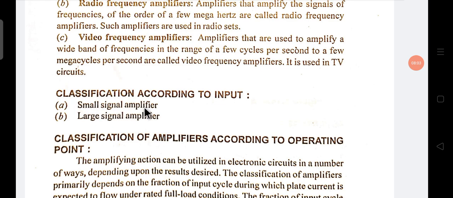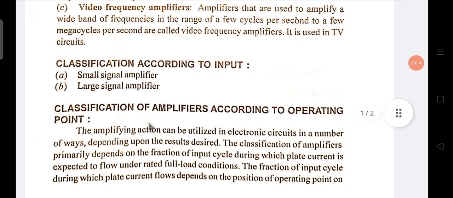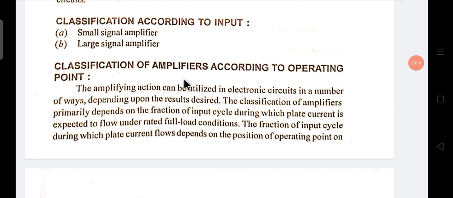In a small signal amplifier, the input signal should be small. And in a large signal amplifier, the input of the amplifier should be a large signal. Now, the classification of amplifier according to the operating point. The amplifier action can be utilized in electronic circuits in a number of ways, depending upon the result desired.